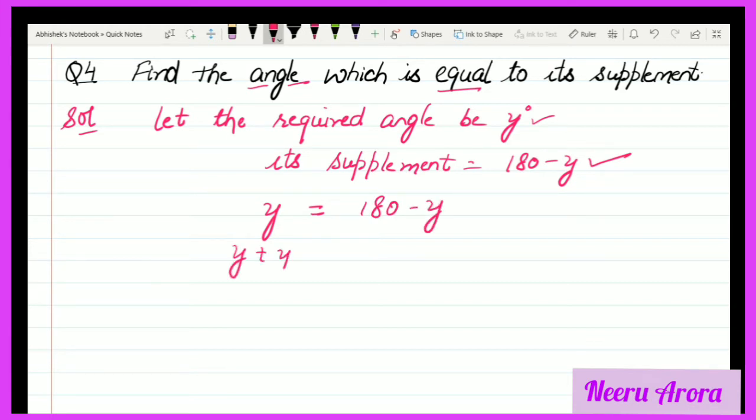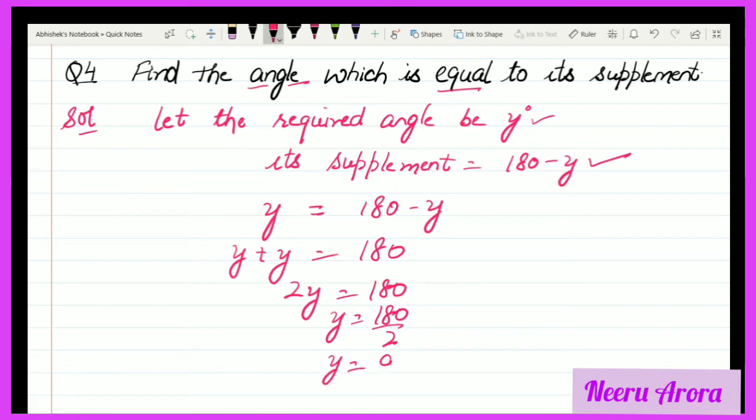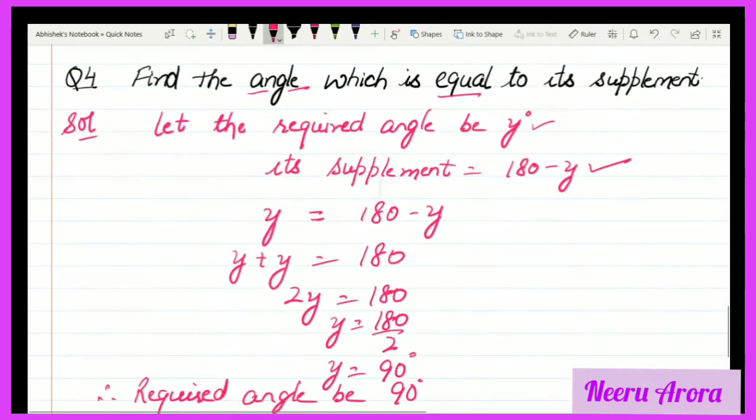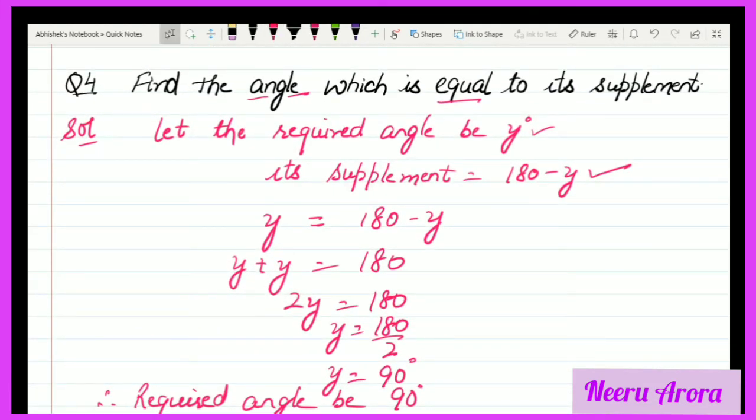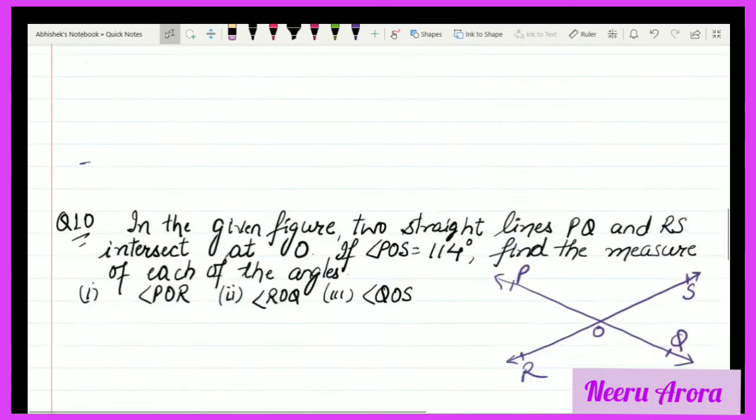Now separate the variables and constants. That is, 2y is equal to 180, y is equal to 180 by 2, y is equal to 90 degrees. So the required angle is 90 degrees. Now look at the next question. I hope it is clear to you. Look at the 7th question.